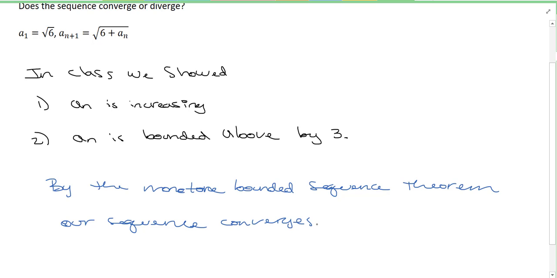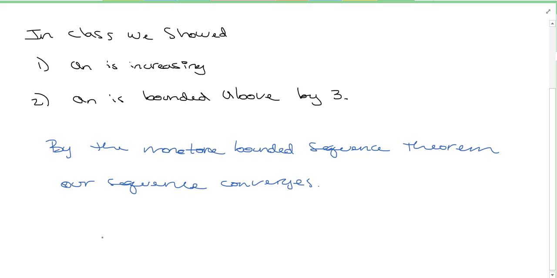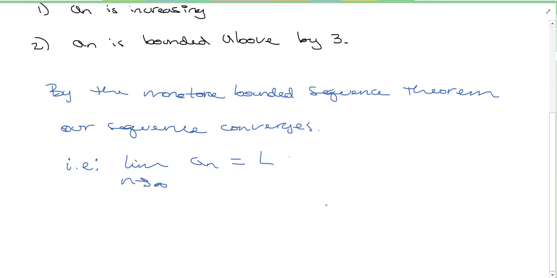So what does it mean for a sequence to converge? We can say the limit as n goes to infinity of a sub n is equal to L. So that's what it means for a sequence to converge. And L is not infinity, so L is a finite number. All right, so now let's go back to our sequence. We know it's a recursive sequence, so a sub n plus 1 is equal to the square root of 6 plus a sub n.